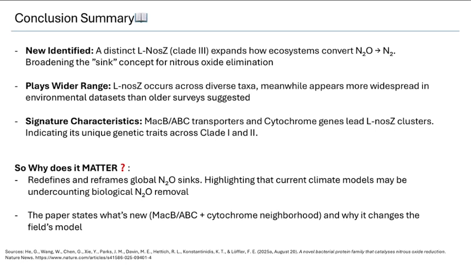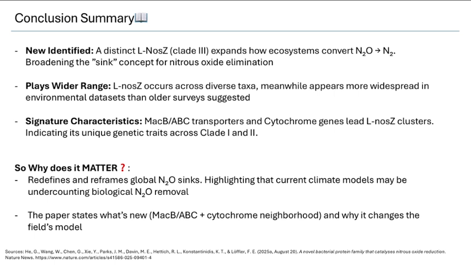So for the conclusion summary, actually the paper makes a simple but important claim. There's a third nitrous oxide reducing enzyme family, L-NOZ, which is clade 3. It's a new finding. We've mostly been missing it when we count how nitrous oxide gets removed from the environment. The authors show that L-NOZ genes are more broadly distributed across taxa and habitats than older surveys suggested, which means our picture of the global nitrous oxide sink may have been incomplete before.